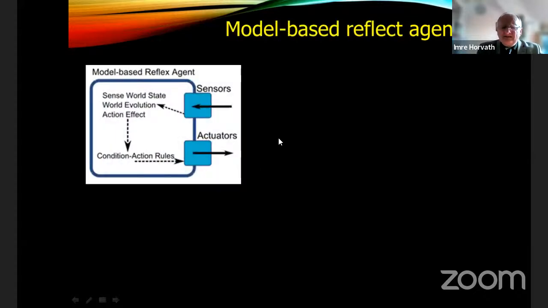Then the model-based reflex agent also has a sense of the world state, but it also monitors the world evolution because it can compare the information described in the model with the actual percepts. It can also have information about the effect of the action, because the model is there, and based on the model, something can be concluded. But it works as in the previous type of agent with the condition action rule.